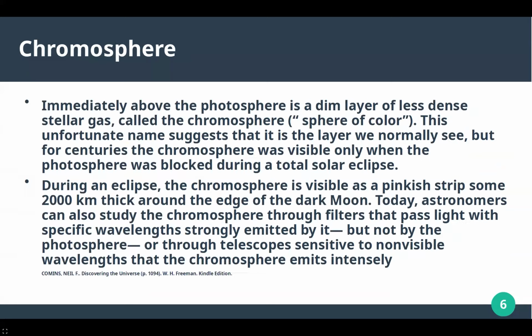Immediately above the photosphere is a dim layer of less dense stellar gas called the chromosphere, or sphere of color. This unfortunate name suggests that it is the visible layer, the layer we normally see, but for centuries the chromosphere was visible only when the photosphere was blocked during a total solar eclipse. During an eclipse, the chromosphere is visible as a pinkish strip some 2,000 kilometers thick around the edge of the dark moon. Today, astronomers can also study the chromosphere through filters that pass light with specific wavelengths strongly emitted by it, but not by the photosphere, or through telescopes sensitive to non-visible wavelengths that the chromosphere emits intensely.